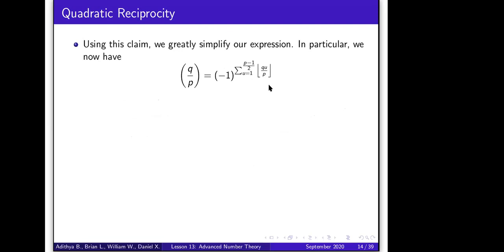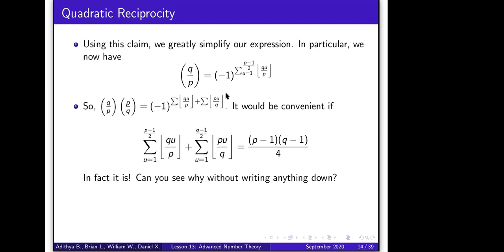So remember what we sought to prove. We sought to prove quadratic reciprocity, which stated that q over p times p over q is equal to -1 to the p minus 1 times q minus 1 all over 4. So we have a way to express q over p as a power of -1. And likewise, we can flip p and q to find a similar expression for p over q. So it would be really nice if the two exponents on the left-hand side and the right-hand side were equal.